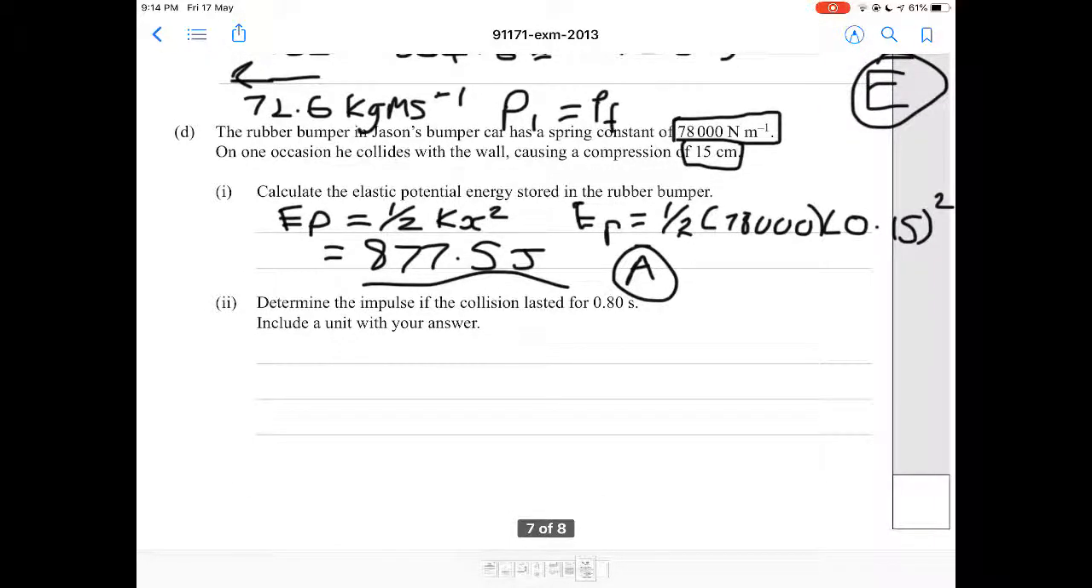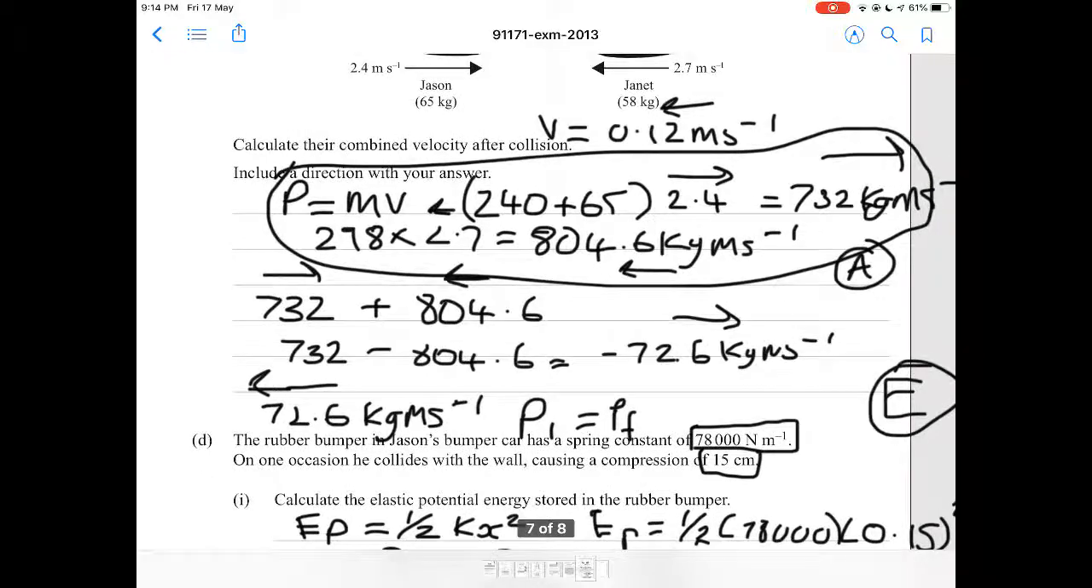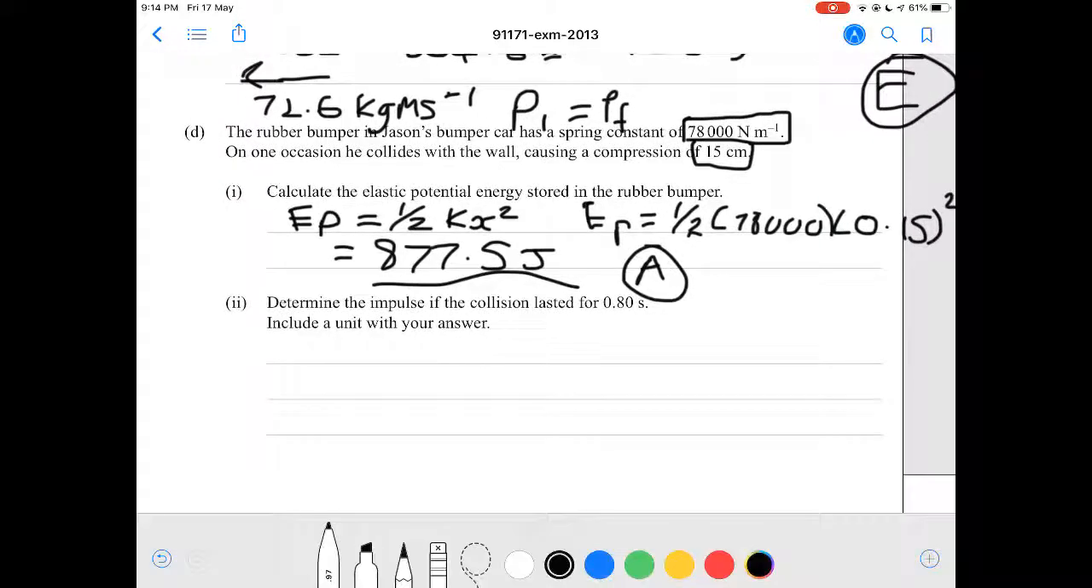Determine the impulse if the collision lasted for 0.8 seconds. Include a unit with your answer. In this question they're actually referring to I, not the first one. So determine the impulse if the collision lasted for 0.8 seconds. You've already calculated the EP, that's 877.5 joules.